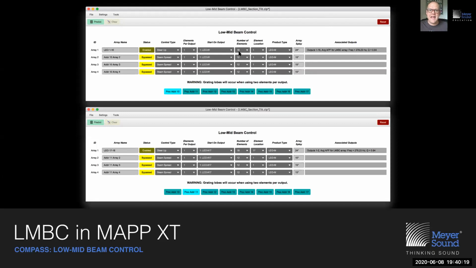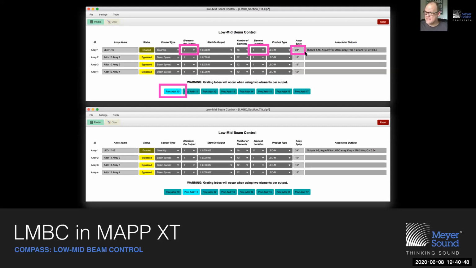For one galaxy, the one that lives on address 10, we are using 18 elements. But the top speaker of those 18 elements, number 1, lives at output 1 of that particular galaxy. And then, of course, we have our 24-degree array splay, which we copied from the previous dialog.